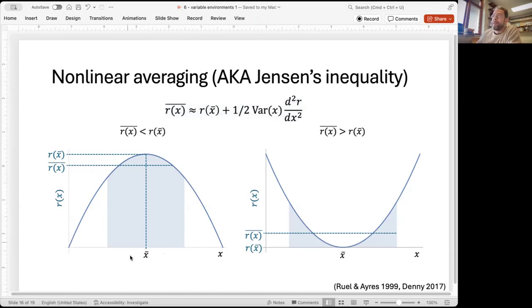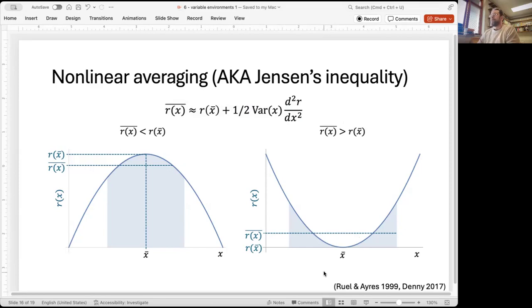Okay, so on this example on the left, if you're at a maximum, second derivative will be negative. So that means that if you're at a maximum, environmental variation will decrease performance, whereas if you happen to be at a minimum or any place where there's a positive second derivative, then environmental variation increases performance. But you know, this is just an approximation. There's more terms, but this is usually good enough.